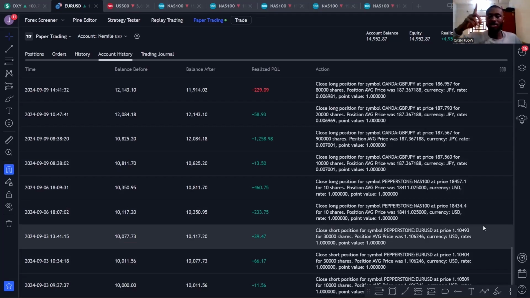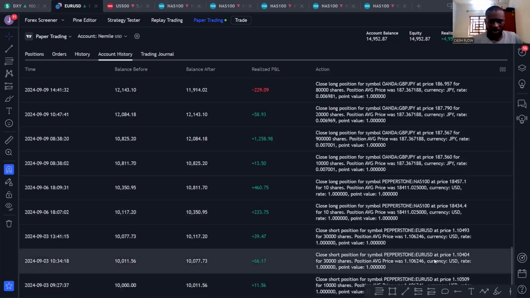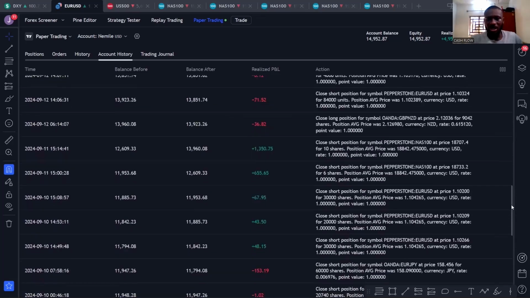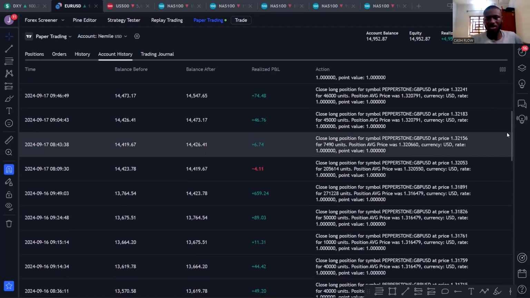I restarted the account again because I also give myself this challenge where I trade and see how much I can make in a month, how many percent I can do in a month, and I reach 0.5%, 1%. So you can see this is the beginning of the month of August. And you can see I've been making consistent profits ever since. You can see these things here.